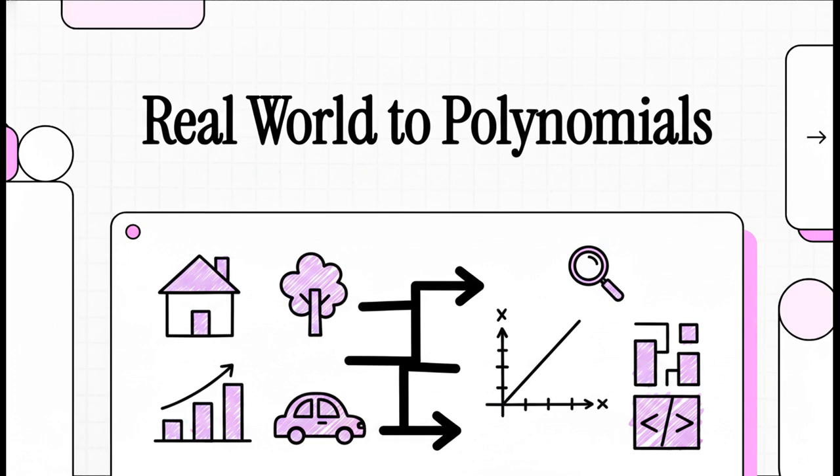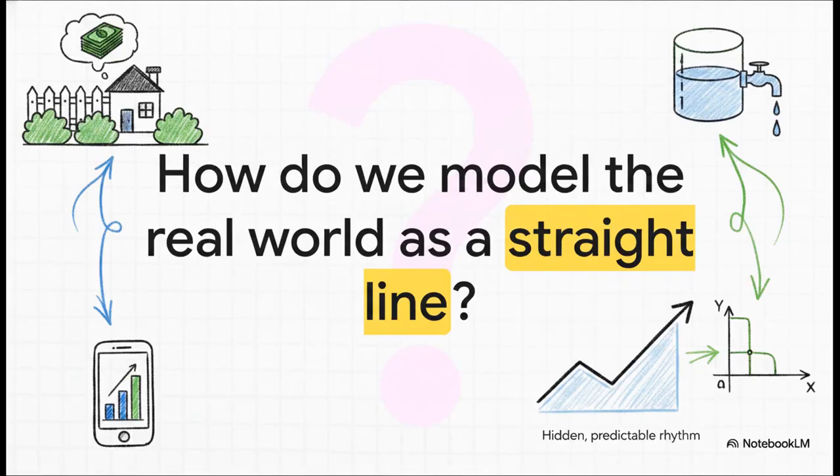And today, we're zeroing in on a very specific, totally powerful type of mathematical translation, the linear polynomial. So, think about it. How do we take the complete chaos of the real world, like, say, draining water tanks or wildly fluctuating cell phone bills, and translate all that noise into a perfectly straight line? Well, to get to that final visual payoff, we first have to figure out how the messy, constantly changing real world can be modeled so cleanly.